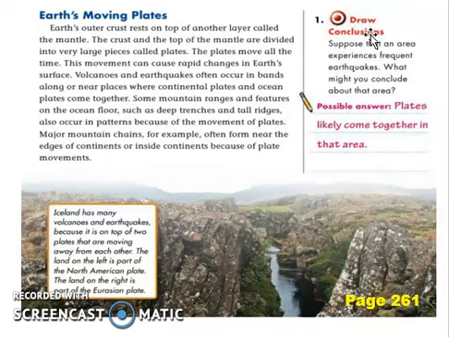Let's go to question number 1. Draw a conclusion. Suppose that an area experiences frequent earthquakes. What might you conclude about the area? The possible answer: plates likely come together in that area. Meaning, the more earthquakes we have, the more plates we could also have. I will show you here.